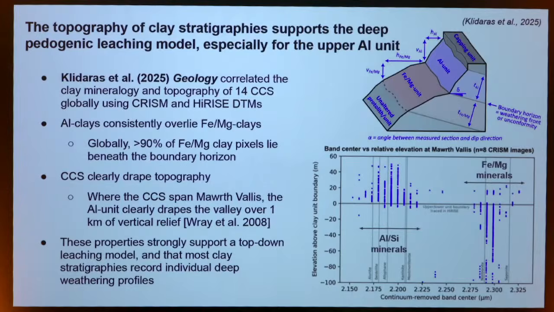And found first off, just very nicely, that about 90% of the iron and magnesium clay pixels lie beneath the boundary horizon, suggesting that there isn't really much intermixing. It really is, in the vast majority of locations, strongly bifurcated into those 2 different materials. So this relationship is very consistent. And secondly, that these clay stratigraphies clearly drape topography, as shown by previous authors, but here shown quantitatively, that the aluminum unit very clearly drapes Marth Vallis over more than 1 kilometer of elevation. So this strongly supports a top-down leaching model for clay stratigraphies, so we're confirming what previous authors have suggested.